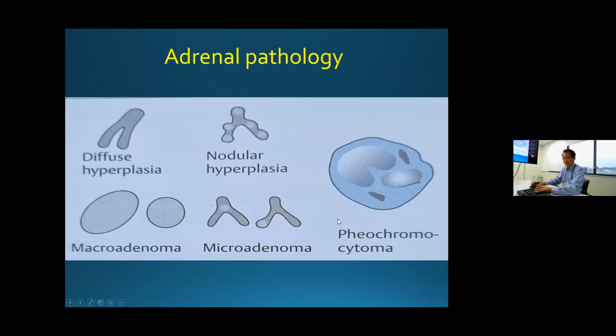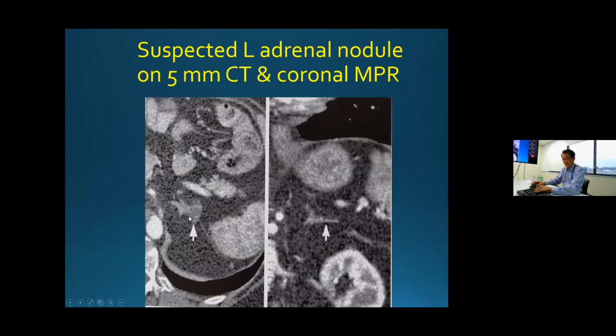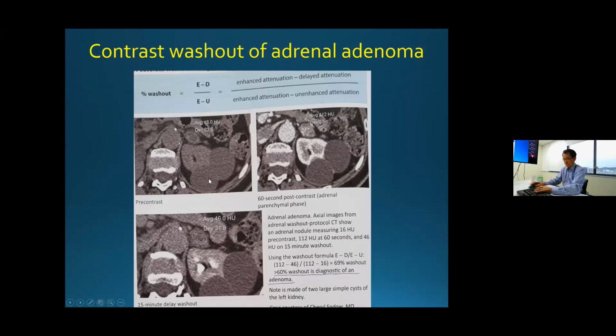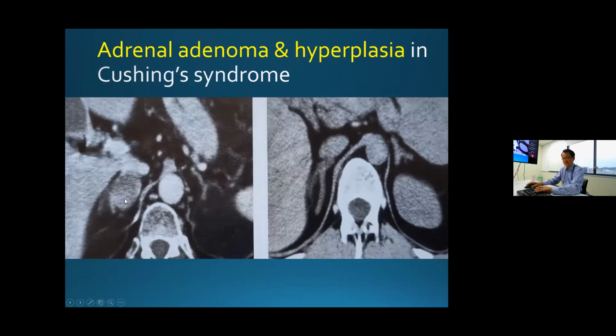See, the adrenal normally looks like this. But you have to consider other things, and you need a thin section to evaluate. MR is the best to specifically diagnose adrenal metastasis. CT can measure density and differentiate that. This is what you normally see, the thin line, but here is a hyperplastic one, a little bit thickened but nodular, macronodular, or pheochromocytoma.